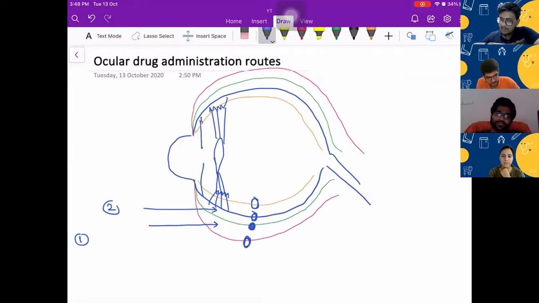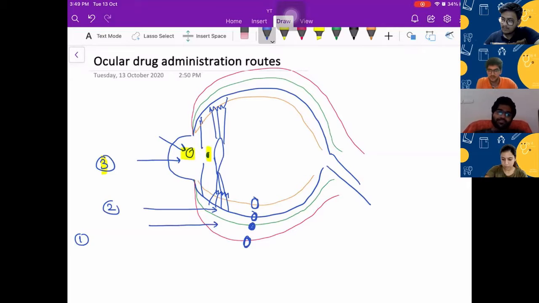And when we inject in the anterior chamber, which is part of the anterior segment, the anterior chamber and posterior chamber constitute the anterior segment. So when we inject in the anterior chamber, it's called intracameral injection. These are three injections.